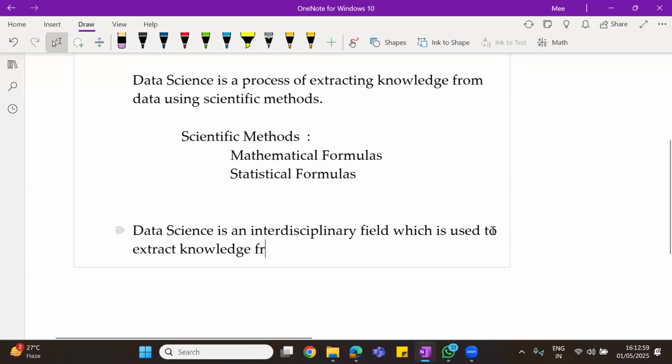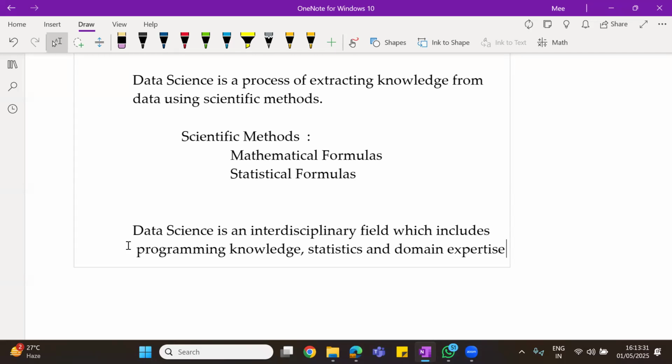Okay, interdisciplinary, which includes programming knowledge, statistics, and domain expertise to extract knowledge from the data, again using scientific methods.